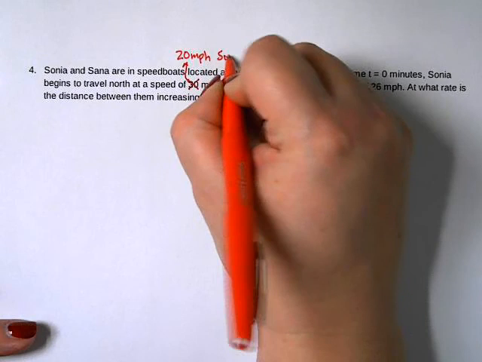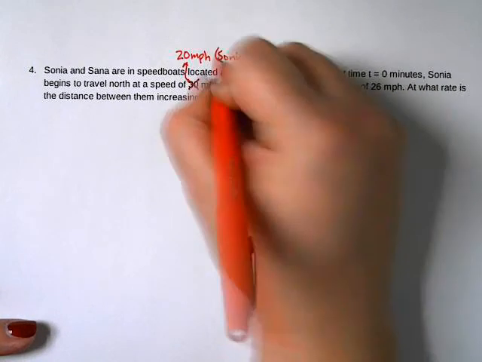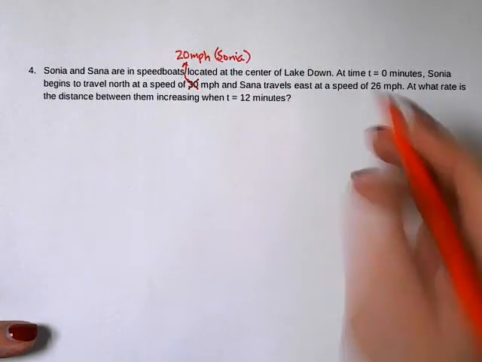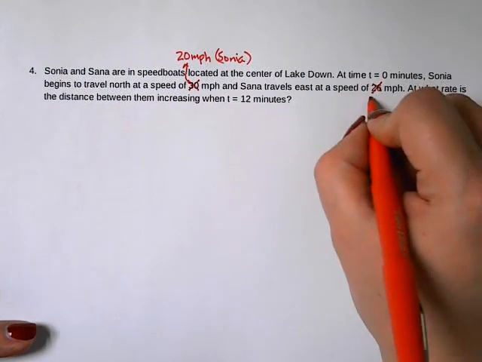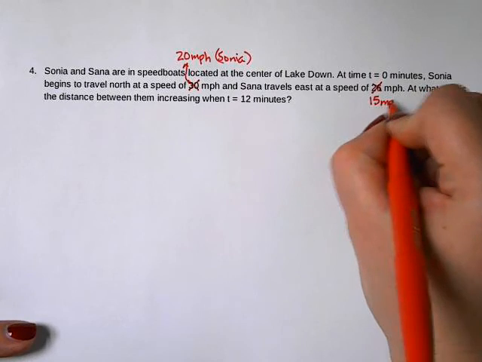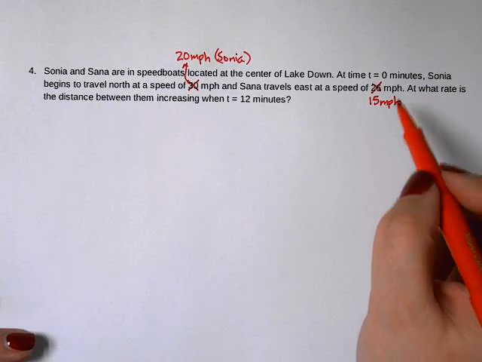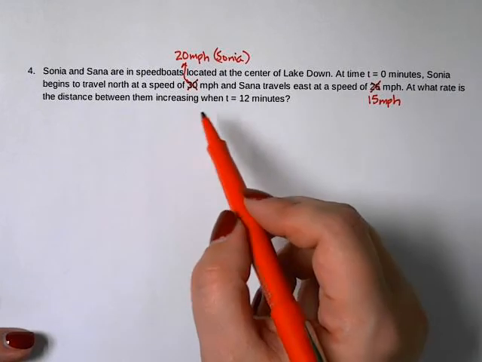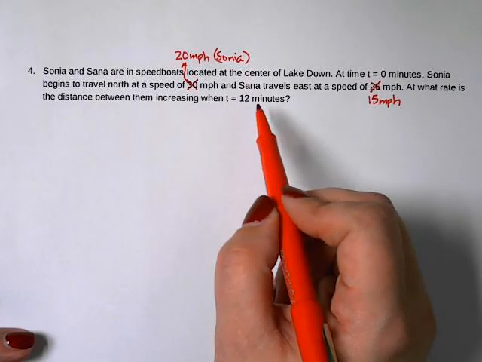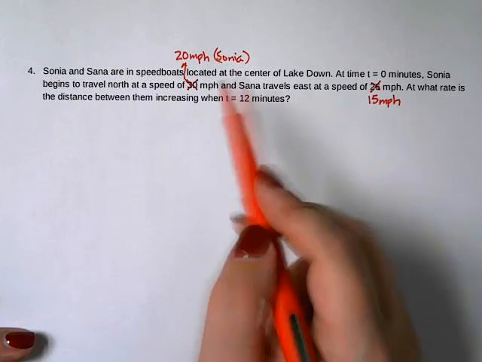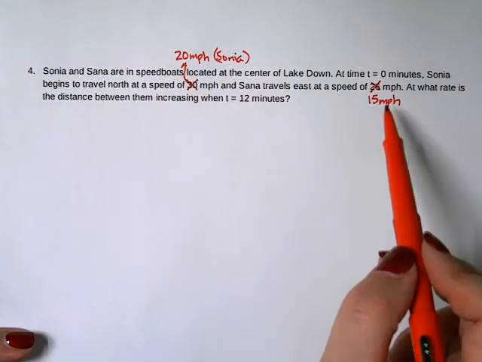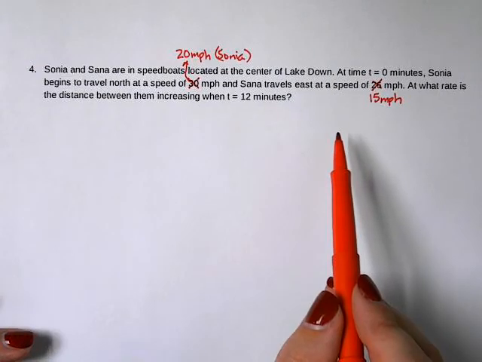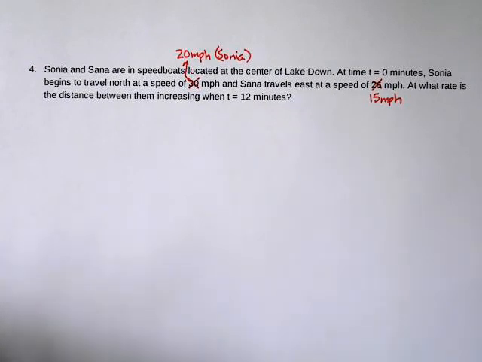So Sonia travels north at 20 miles per hour. Sana travels east at a speed of, do me a favor and change that to 15 miles per hour. So traveling east at 15 miles per hour. At what rate is the distance between them increasing when t equals 12 minutes? So we're changing these values to make it a little bit nicer for us to work with, because there's a lot of other stuff going on in this problem. I wanted nice numbers for us to do.